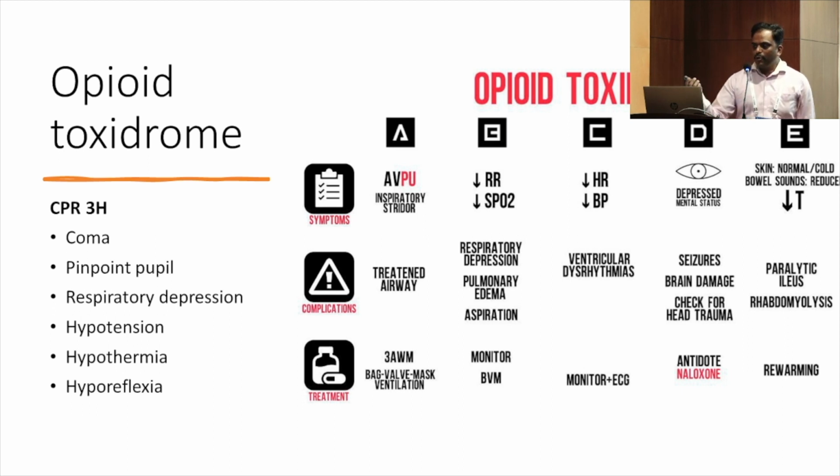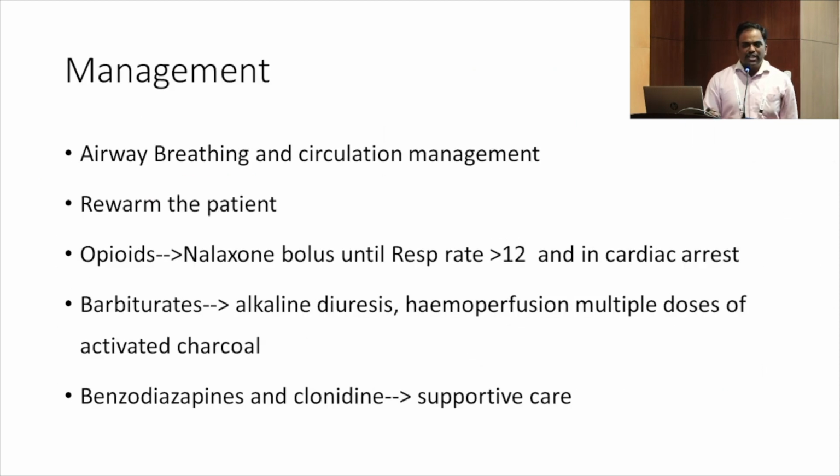So just remember these opioid toxidromes: CPR 3H, coma, pinpoint pupil, respiratory depression, hypotension, hypothermia and hyporeflexia. And the same opioid toxidrome A, B, C, D, you can see where in the D you will have miosis and depressed mental status, and at the same time the patient might go into paralytic ileus and also sometimes rhabdomyolysis. Management, because it's sedatives, airway, breathing and circulation. If they are going into hypothermia, rewarm them. Opioids, particularly if it is acute intoxication during a procedure, or if there is a cardiac arrest or severe respiratory depression, then you give naloxone.